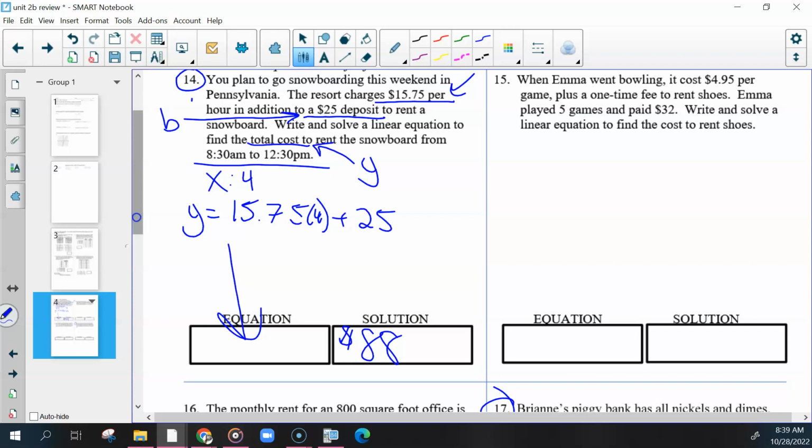Now this is on the review, not the quiz, so if you're looking at the quiz and not the review, the numbers are different. Okay. Other questions on that one?